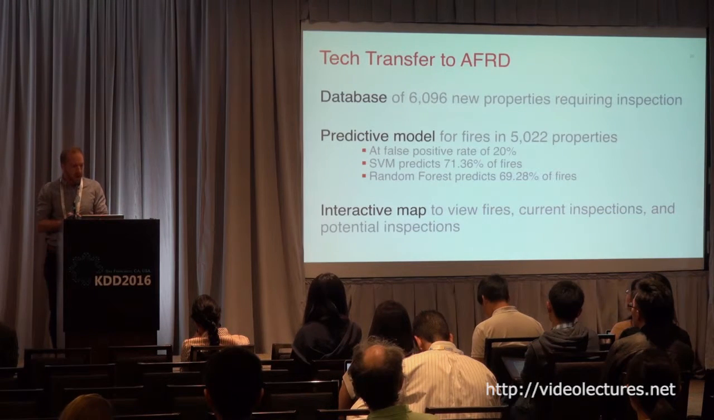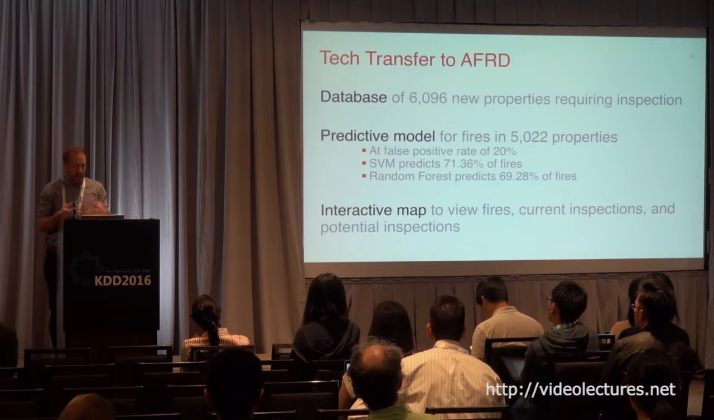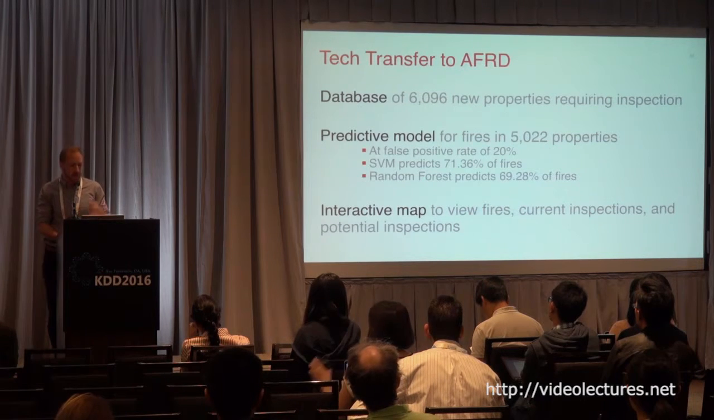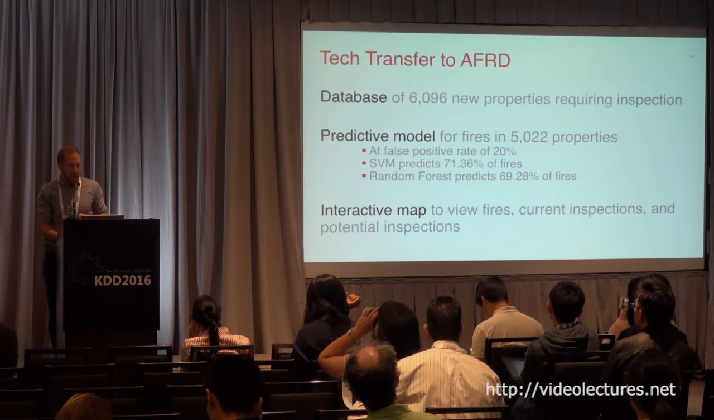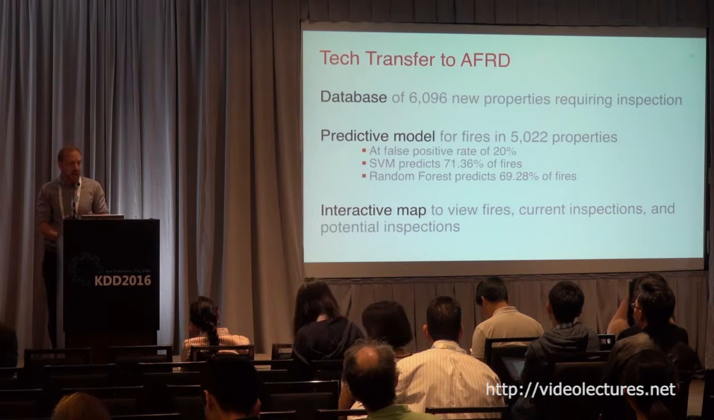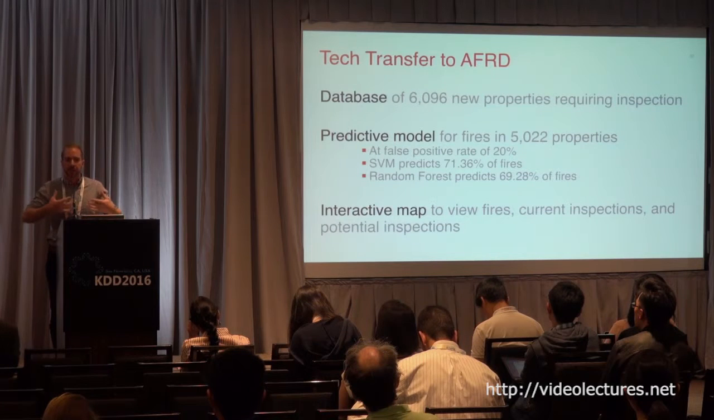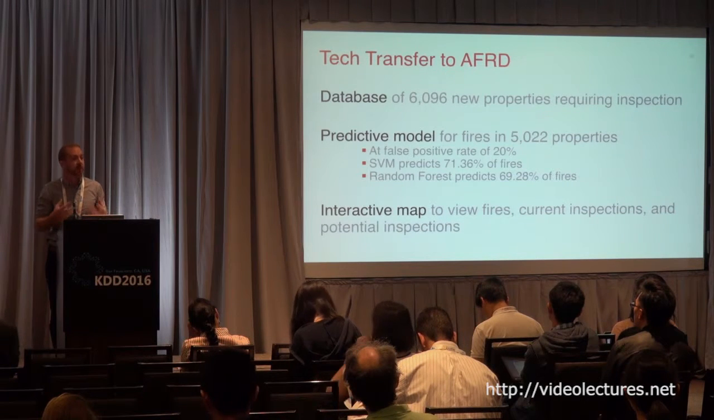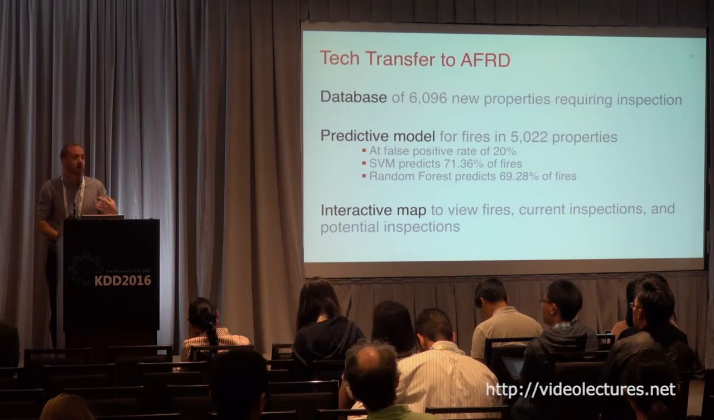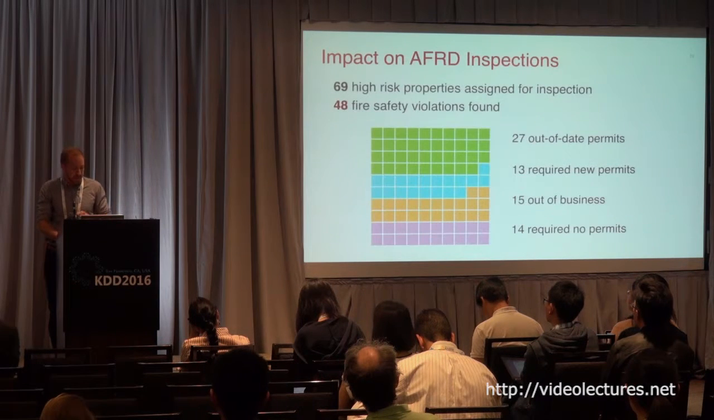So we provided to the fire department this database, as we mentioned, of these 6,000 new properties, a predictive model using a false positive rate of 20%, because in our model we wanted to account for when the false positives were properties that were very similar to the structures that had fires. So our intuition was that they would also want to inspect those places. We were more tolerant of false positives, and we provided them with the interactive map.